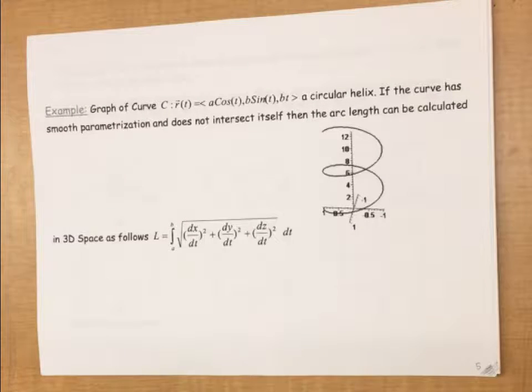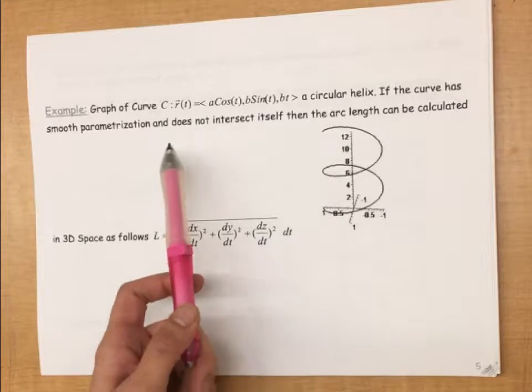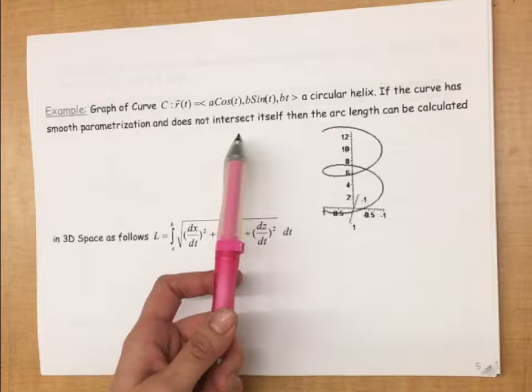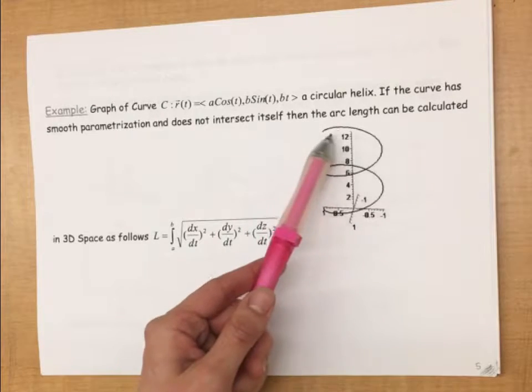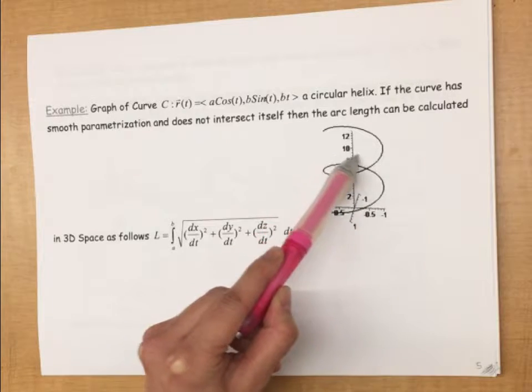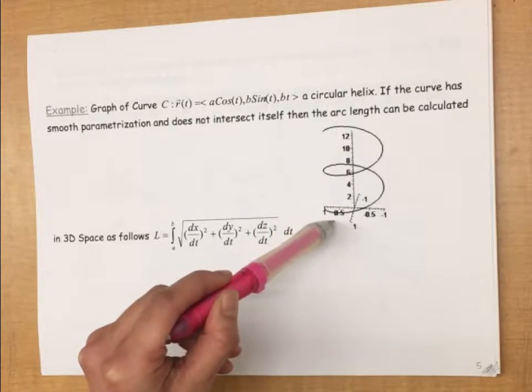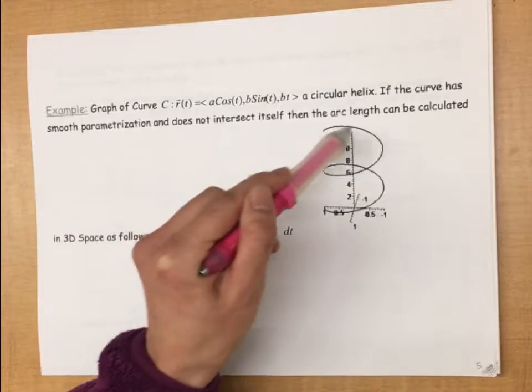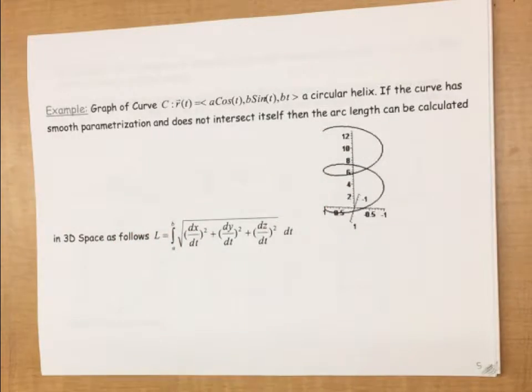The parameterization r of t is called smooth on an interval I if r prime is continuous and r prime of t does not equal 0 on I. A curve is called smooth if it has a smooth parameterization. It is shown here for the curve r of t equals a cosine t, b sine t, bt, which is a circular helix. You can see it looks like it intersects itself, but it doesn't, because we have that extra z-axis. And so we just have a helix.